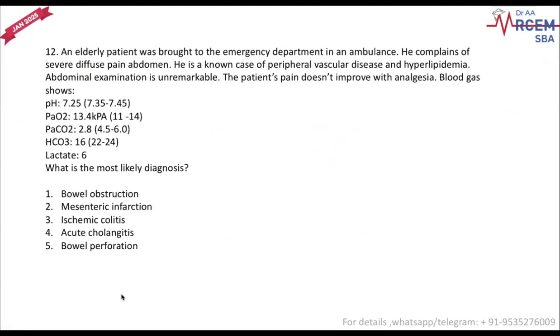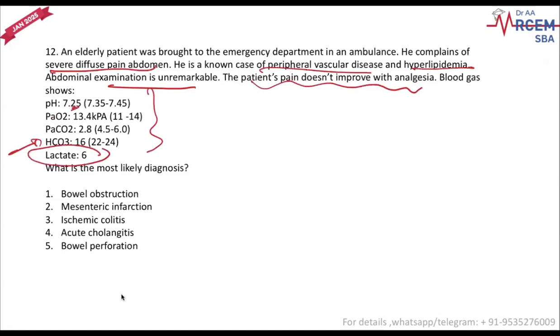An elderly patient was brought to the emergency department in an ambulance. He complains of severe abdominal pain. He is a known case of peripheral vascular disease and hyperlipidemia. Abdominal examination is unremarkable. The patient's pain doesn't improve even with analgesia. Blood gas has been given. Lactates are very high. The patient has a metabolic acidosis because pH is on the lower side. Bicarb is on the lower side. What is the most likely diagnosis here?